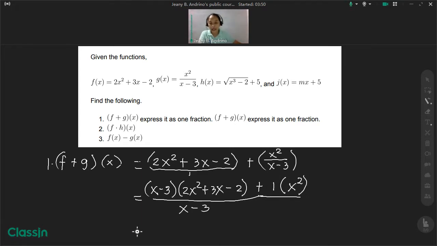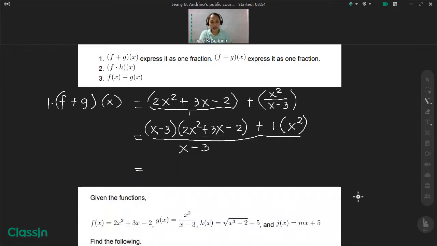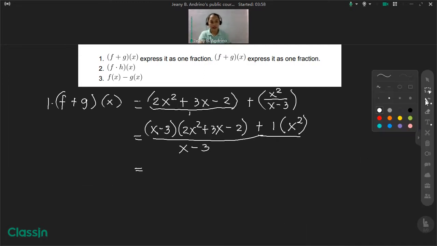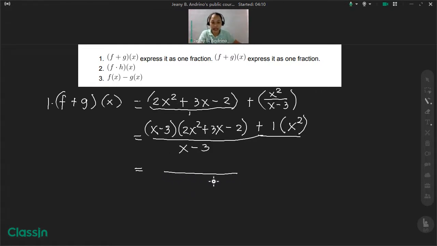So next line. Let me just delete this one. There. So next line, we will be simplifying the top numbers or variables, which we call the numerator. We simply copy the denominator as it is. So we have x minus 3. And then we simplify this one.